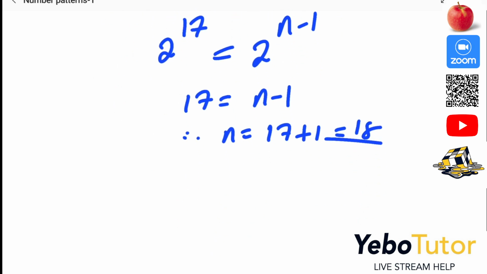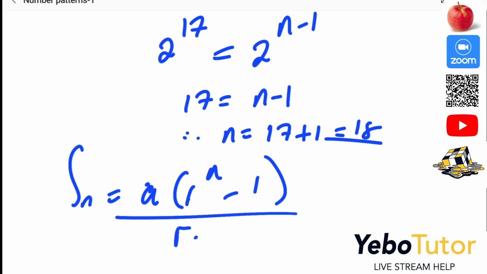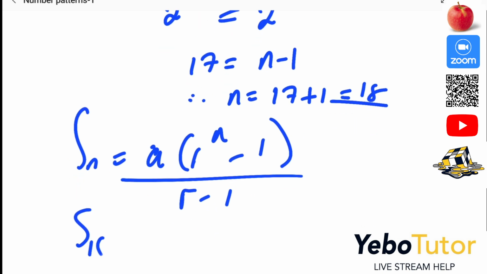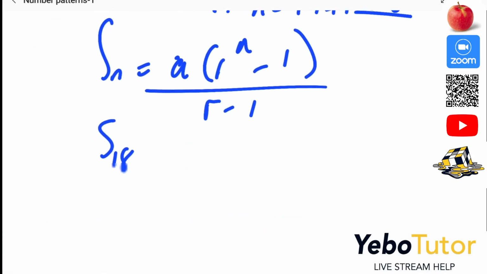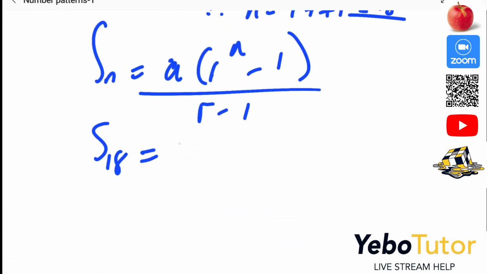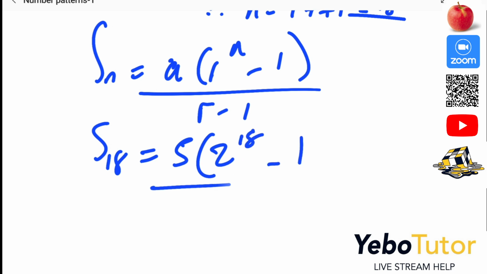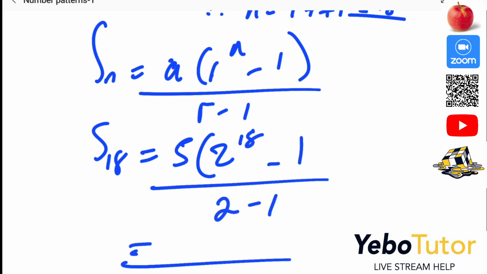Now that we have the n term, we can calculate the sum of the nth terms of this geometric sequence. We know already that n is 18, since we are given the last term. Then the sum of the 18 terms is equal to a, the first term in this sequence, which is 5, times 2 to the power of 18 minus 1, divided by 2 minus 1. R is given as 10 divided by 5, which is 2. Then again, you use your calculator and you get your answer.